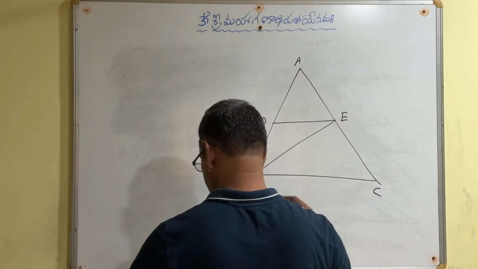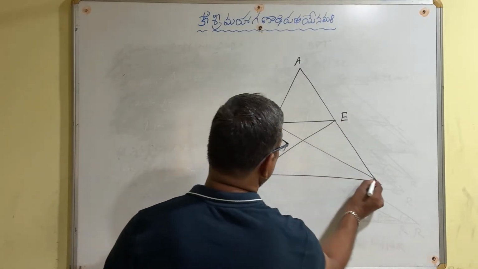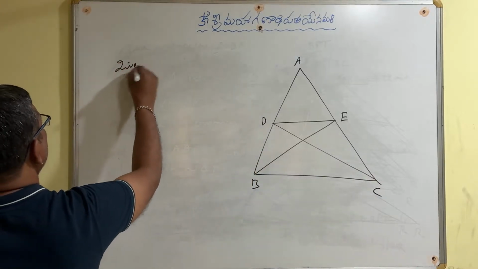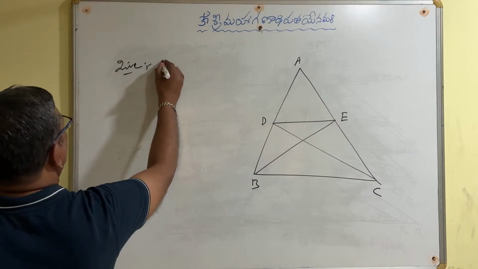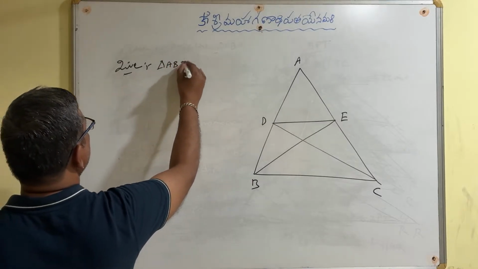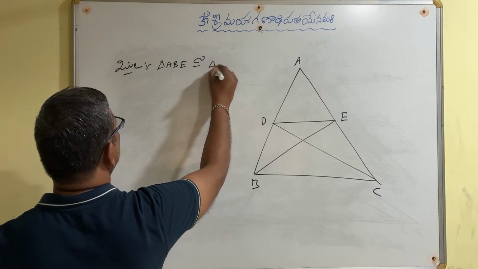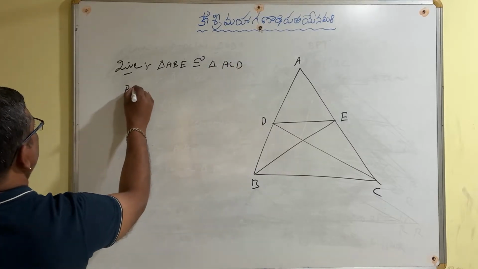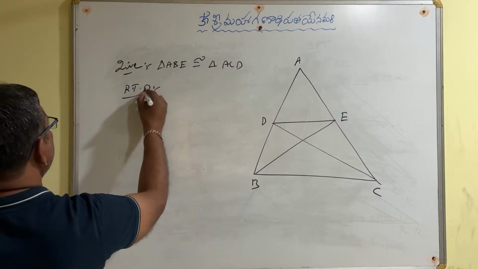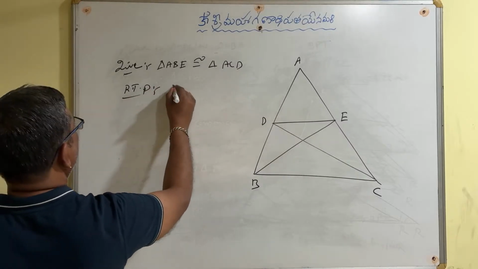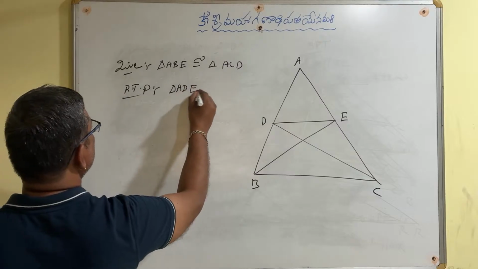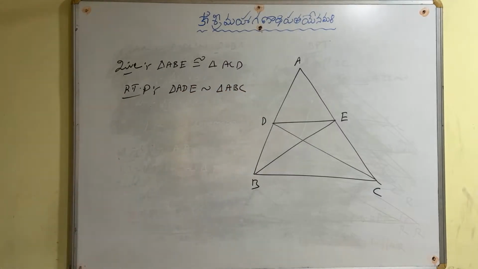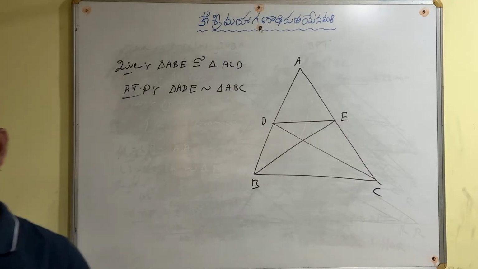BE is joined, DC is also joined, and what is given? Triangle ABE is congruent to triangle ACD. And what is required to prove? Triangle ADE is similar to triangle ABC. Simple question.